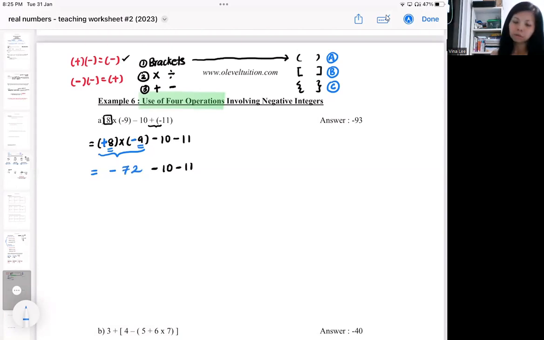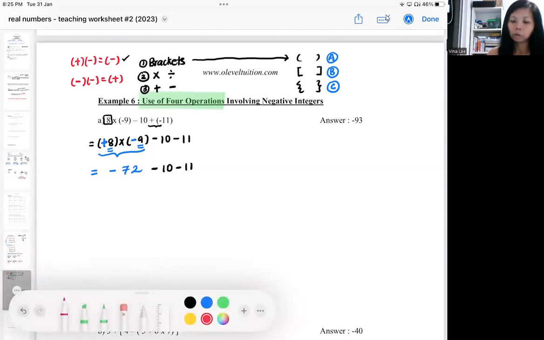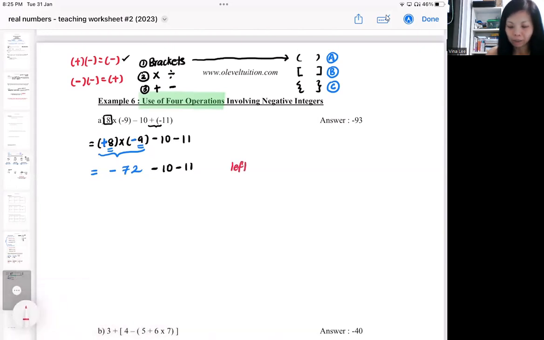After your BODMAS rule, you realize that you are left with all the subtraction. When you are left with the subtraction, you do it from left to right. Don't jump steps. Don't go and do this first. So you do it from left to right, a bit like first come, first served. So you handle this first: negative 72, then you go backwards another negative 10. That will give you a minus 82.